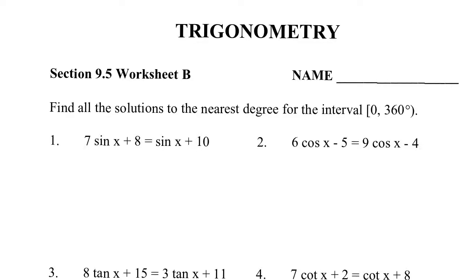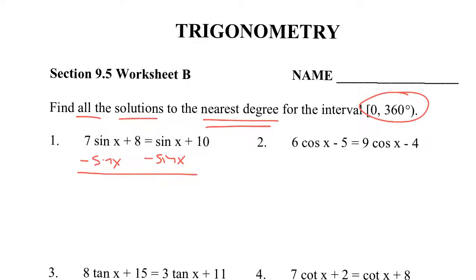Well, it says find all the solutions to the nearest degree for the interval 0 to 360. So I am not going to have memorized answers in degrees, okay? And that's okay. So I'm going to proceed solving this equation just like starting with number 1 here, just like we've done in the past. I want to gather all my signs to one side.